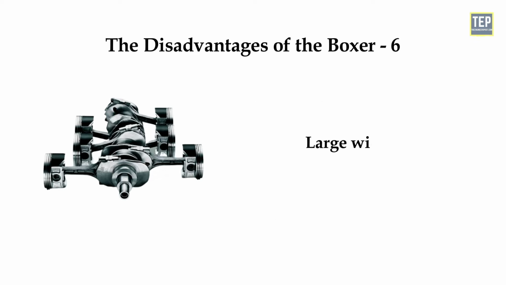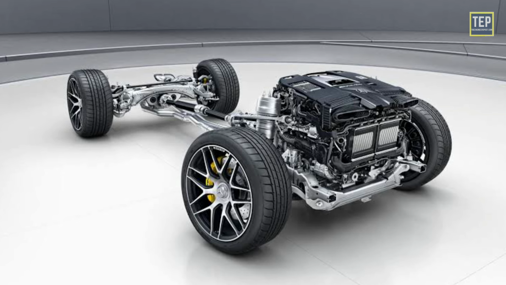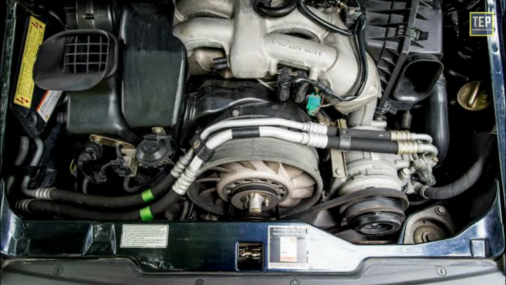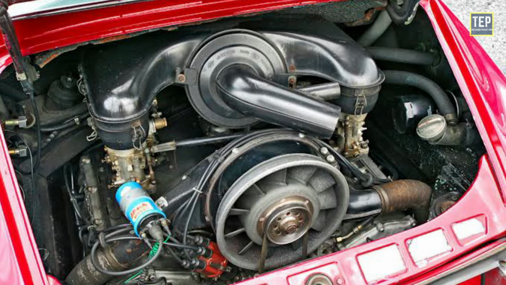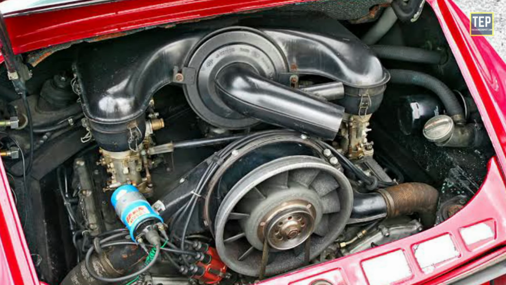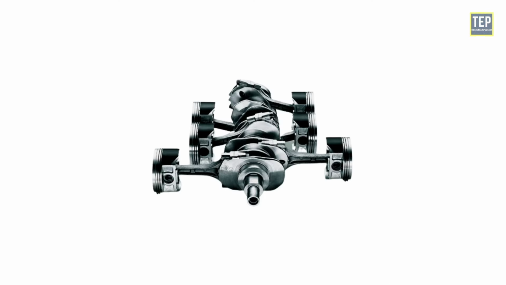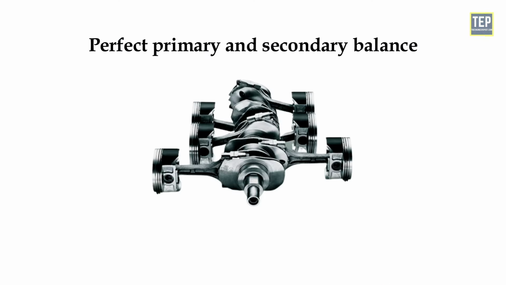The disadvantages are a large width, which can limit the maximum steering angle when used in a front-engine car, a large intake manifold being required when a central carburetor is used, and duplication of the inlet and outlet connections for water-cooled engines. A Boxer 6 engine can have perfect primary and secondary balance.